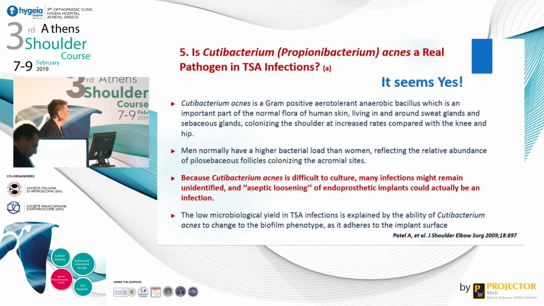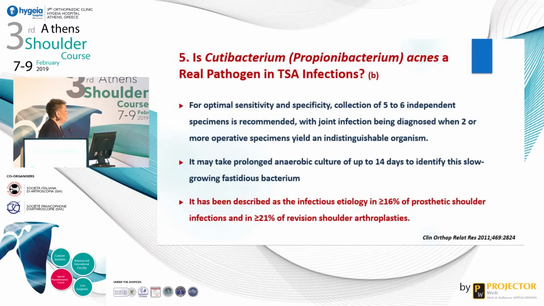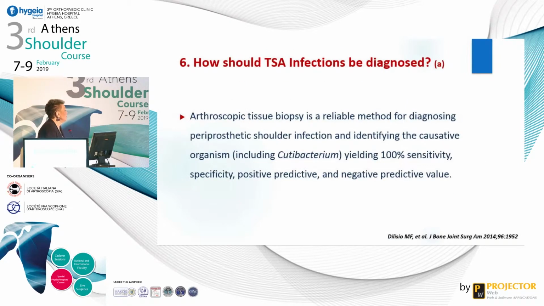Finally, the low microbiological yield in such infections is explained by the ability of Cutibacterium acnes to change to the biofilm phenotype as it adheres to the implant surface. And to continue, this relates to any kind of cultures in orthopedic implant surgery: we need 5 to 6 independent specimens. It may take, particularly for Cutibacterium acnes, anaerobic culture for up to 2 weeks. That's long. Please cooperate with your microbiology lab. It has been described as the infectious etiology in a wide range, equal to or more than 16% of prosthetic shoulder infections and equal to or more than 21% of revision shoulder arthroplasty.